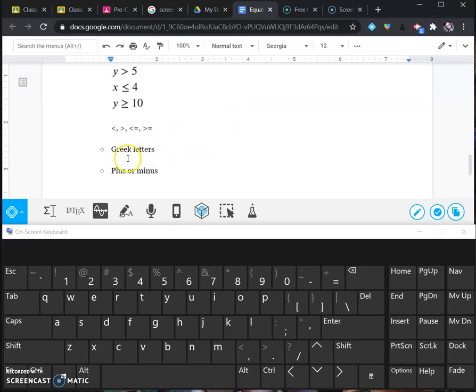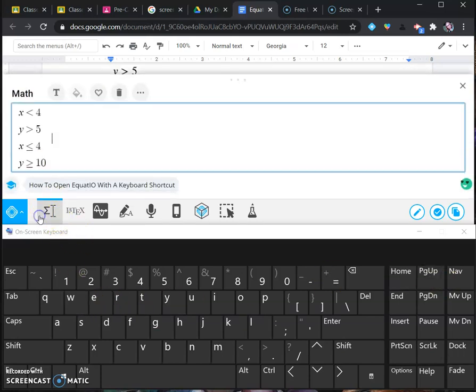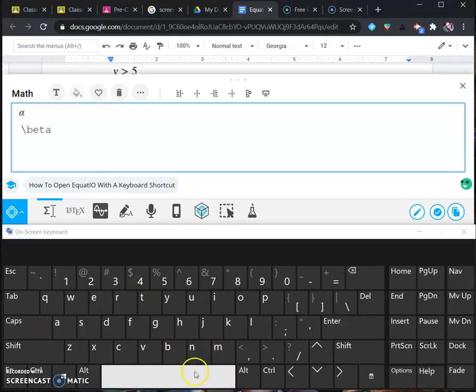Next up are Greek letters. There are only a few of these that you'll use a whole lot, but they're good to know how to do. It's just backslash and then the name of the Greek letter. So if you want the Greek letter alpha, you'll do backslash A-L-P-H-A, spacebar, there's your alpha. If you want beta, backslash B-E-T-A, and so on.